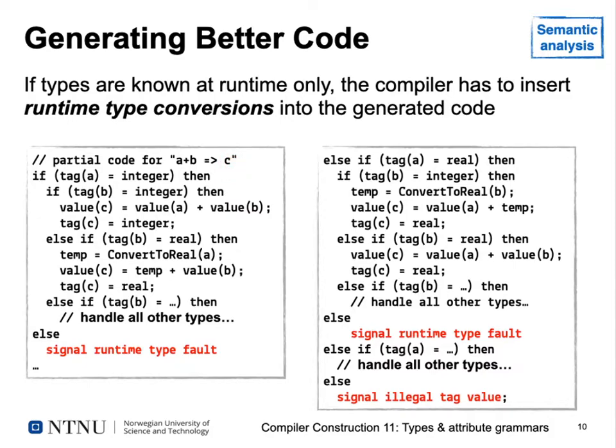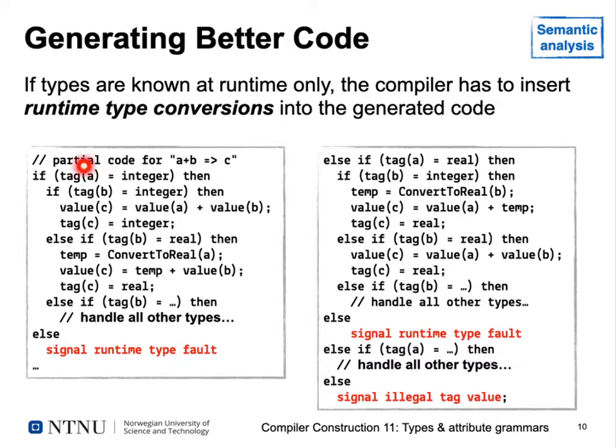So we need to check the tag of our first operand first. If this is an integer, and the second variable here is also tagged as an integer, then we would know that we can do an addition operation, which would be an integer addition here. So we could take the values of the variables, assign them to something which is C, and set the tag of our C to integer.